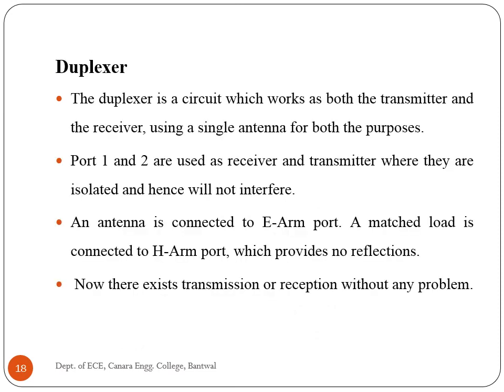The duplexer is a circuit which works as both the transmitter and the receiver using a single antenna for both the purposes. Ports 1 and 2 are used as receiver and transmitter where they are isolated and hence will not interfere. An antenna is connected to the E arm port. A matched load is connected to the H arm port, which provides no reflections. Now there exists transmission or reception without any problem.